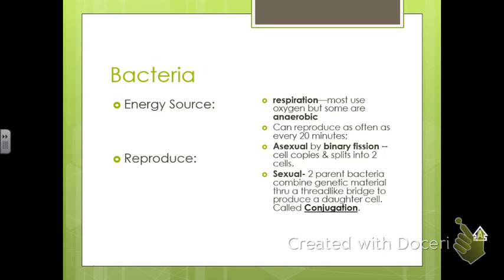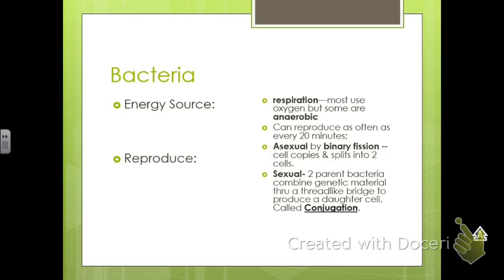Their reproduction, the reason we can get sick pretty fast when we come in contact with the bacteria, is they can reproduce as often as every 20 minutes. And most of them, when they're reproducing, they're asexually reproducing by binary fission, they are doubling. One cell is making two cells, and then two cells are making four cells. And so you've got an exponential increase, and we'll do a problem to show you that in just a minute. So you can get a lot of bacteria and get really sick really fast.